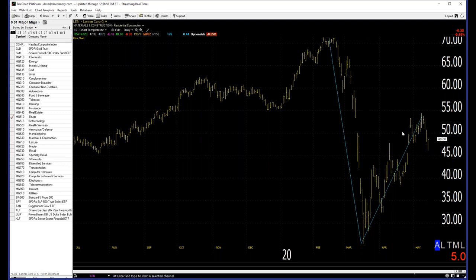But I'm looking at this bigger picture view, and it just looks like a big picture retrace so far. So I would pass on that one.